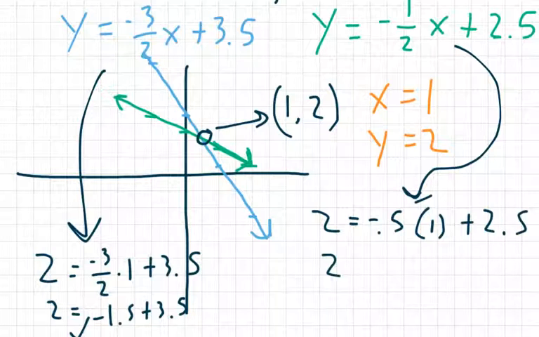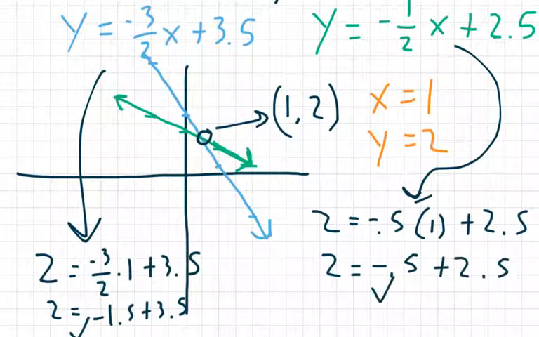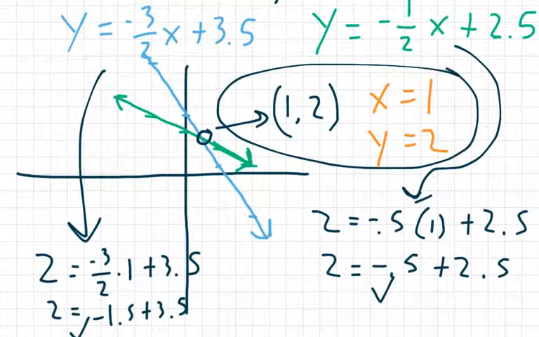So does 2 equal negative 1/2 plus 2.5? Well, it does. Both of these are good, which means this is your answer. And again, I don't care which one you give: 1, 2, or x equals 1, y equals 2. Either one of these, I'm fine with. You're correct. Alright, 2 more examples, and then we're done.